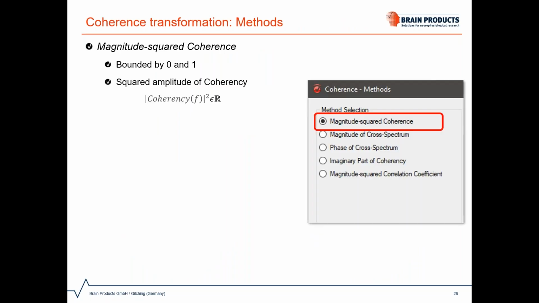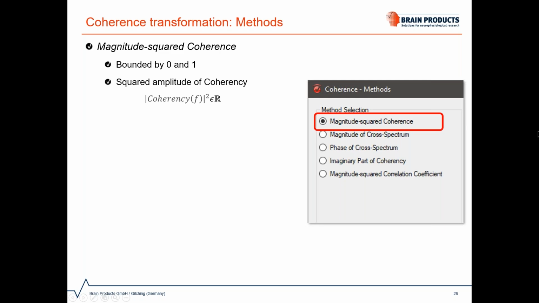All these methods are based on the cross spectrum that was introduced. The first method is the magnitude squared coherence. It is probably the most widely used method and is basically the squared amplitude of the coherency, so the squared length of the summed and normalized difference vector. It is always positive, as the length of the vector can never be negative, and bounded by 1 due to the normalization. In reality, 0 is never reached, and 1 only if the two signals are identical.